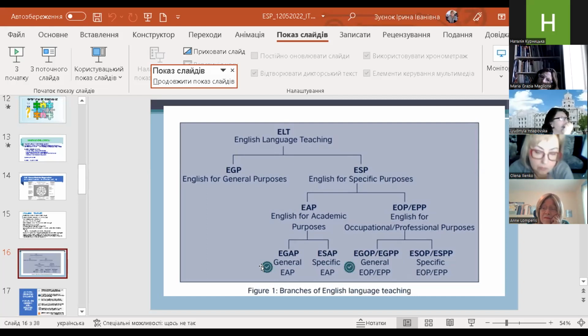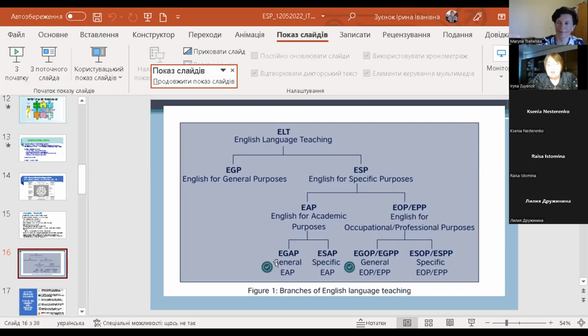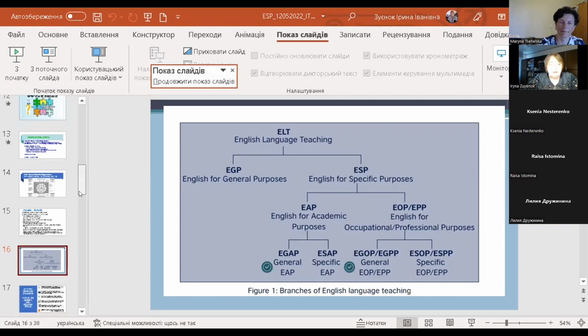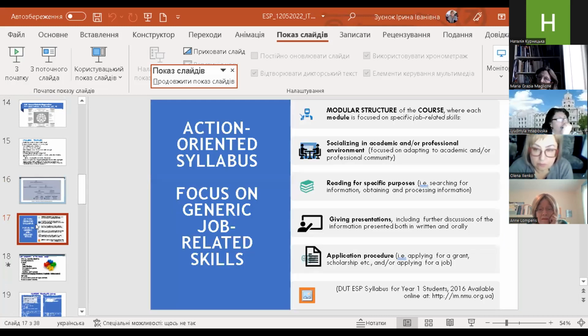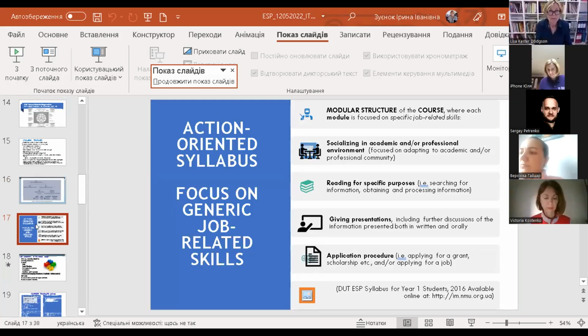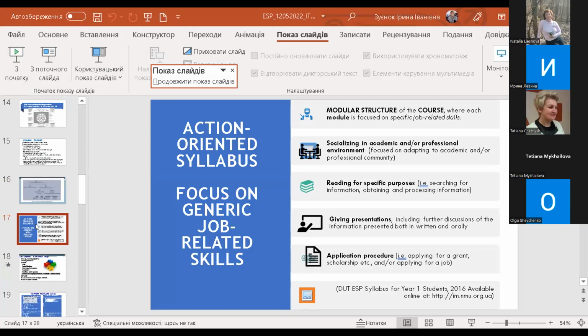So we revised the concept and agreed that first year students, freshers to the universities, will learn general EAP, English for general academic purposes. Of course, they will use some texts, but we have no right to immerse them into their specialism area in English, not being a subject teacher. And right now, our action-oriented syllabus, which is focused on generic job-related skills, looks like this.